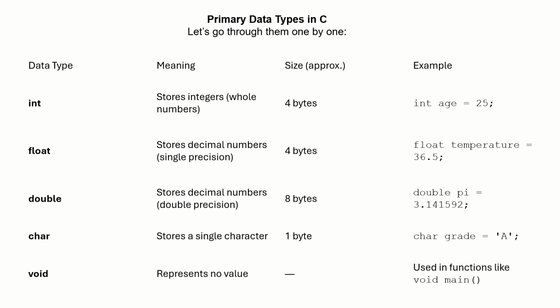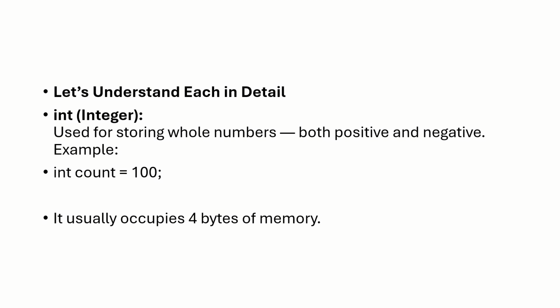Character data type, as in char, stores a single character which is around 1 byte, written as char grade = 'A', which is given inside single quotation marks. There is also void, which represents no value, so it has no size, mostly used in functions like void main. Let's understand each in detail.